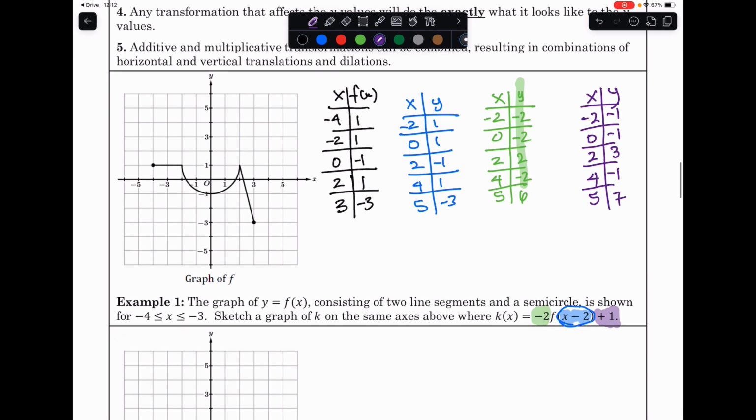So let's plot those points. Okay, so now that I have all the transformations done, I now have the table for this function k. So here we plot the point negative 2, negative 1, 0, negative 1, 2, 3, 4, negative 1, and 5, 7, which is right there. So these two connect with a line segment. The next 3 points are supposed to be an arc, a semicircle, so they should connect again with somewhat of a semicircle feature. And then the last 2 points are connected with a line segment. So this is what the graph will look like.